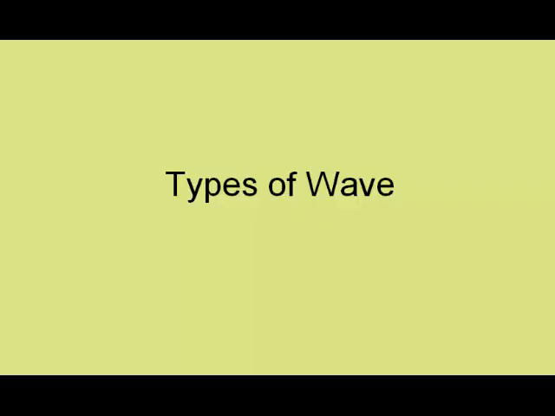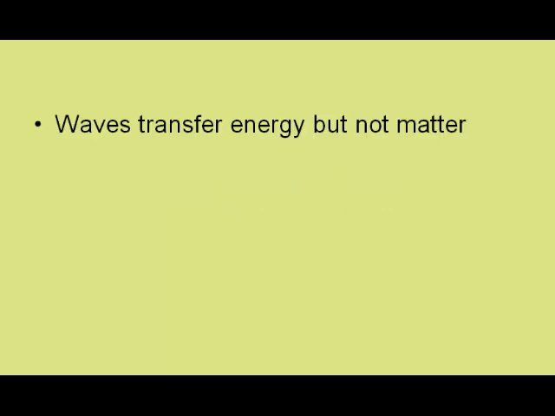Types of wave. Waves can be put into one of two categories depending on the relative direction of these two factors. Waves transfer energy but not matter. We see this with water waves, where a ball sitting on the top of the sea would bob up and down but not actually go anywhere.